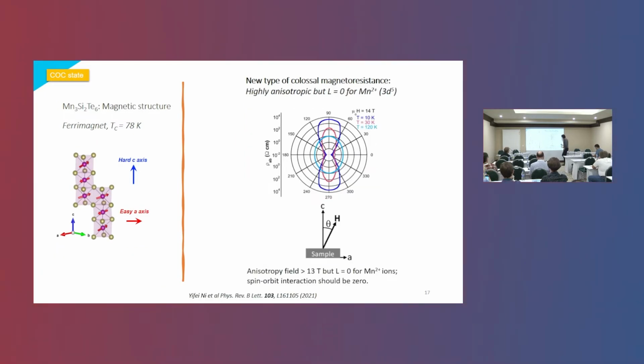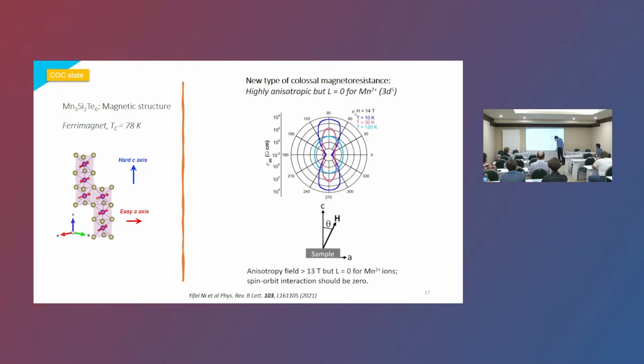And then it is also very anisotropic, as we said earlier. In this plot, you can see that this theta is an angle between the magnetic field and the C axis, the hard axis. If theta equals zero, that means the magnetic field is along the C axis, so resistivity is very low. But if you rotate the magnetic field, or rotate the sample in reality, away from the field, for example to the A axis, then the resistivity is much larger. So you can see this loop is very anisotropic. This is actually a direct measure of anisotropy.